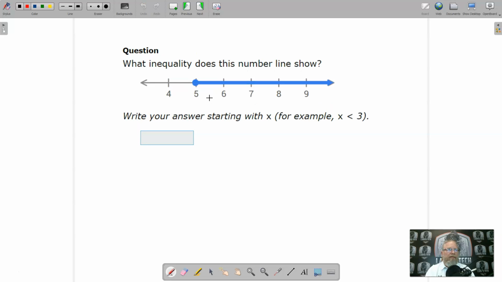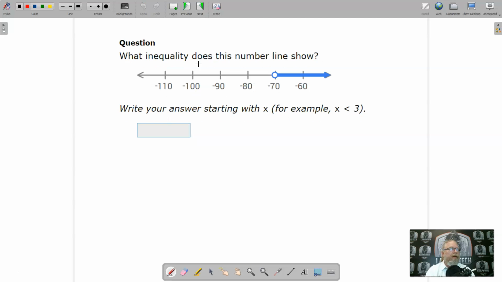Here we have, we're going to type our x, select our symbol. It's pointing to the right, so we're talking about all the numbers that are greater than. It is a closed dot, so we want the equality concept in there as well. And 5 is the point that's plotted, so x is greater than or equal to 5. And indeed, we see that's what the graph is representing.